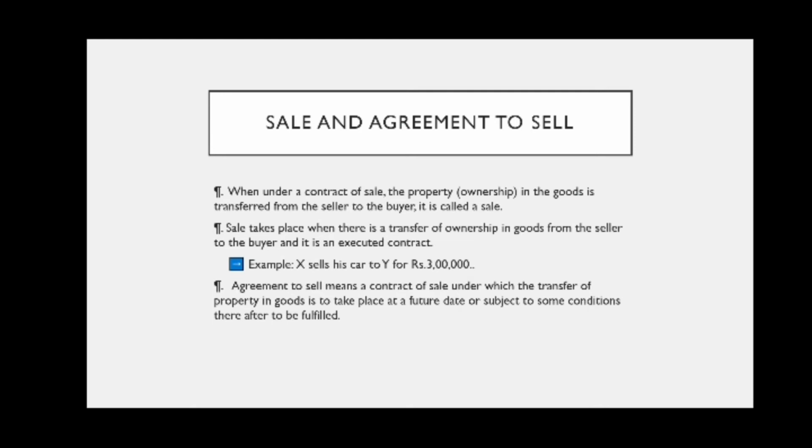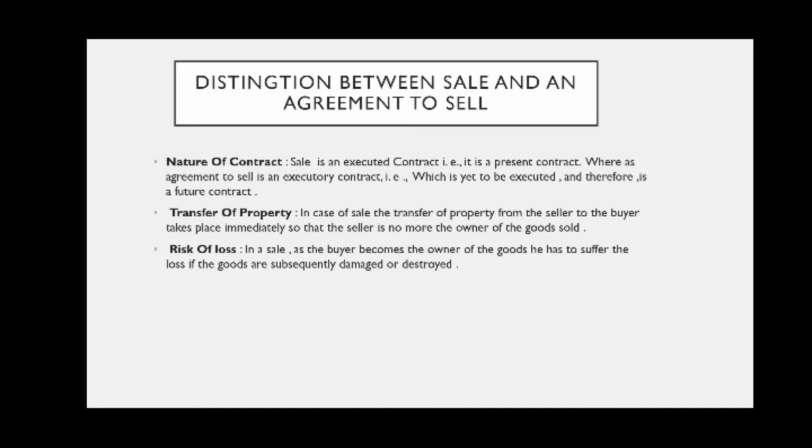Example: X agrees to purchase Y's scooter for rupees 22,000, provided Y stands surety for him with Z. It is an agreement to sell for Y. It becomes a sale when the condition is fulfilled by Y. Distinction between sale and an agreement to sell.